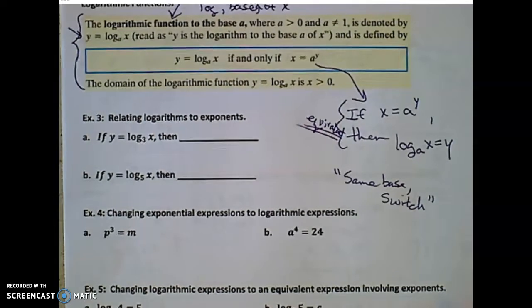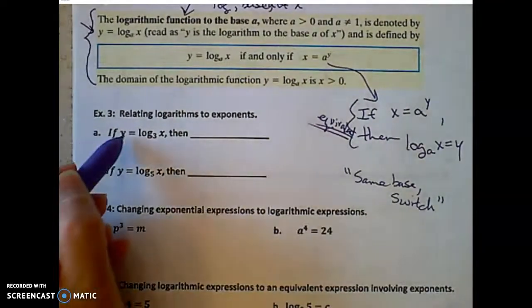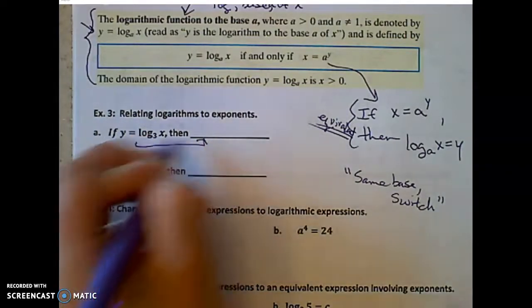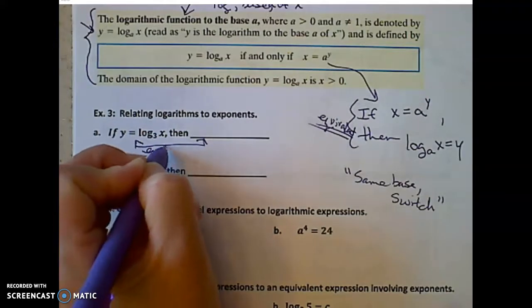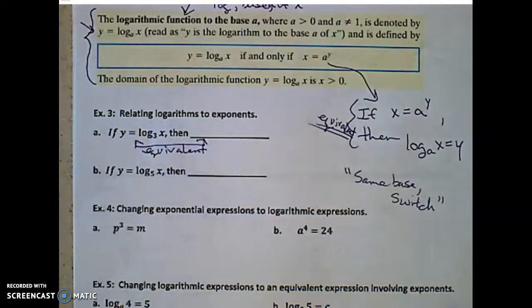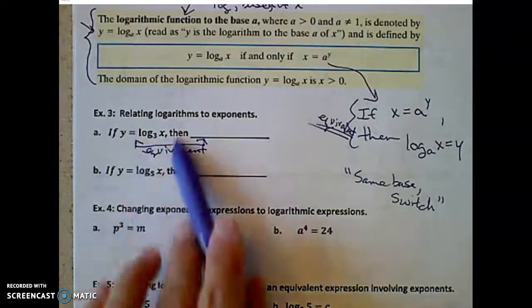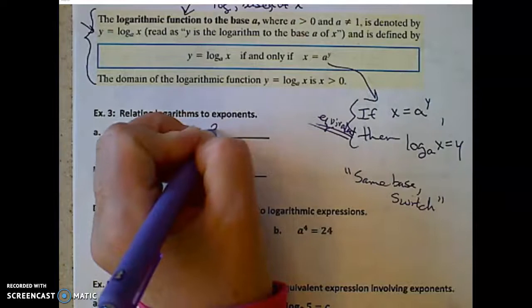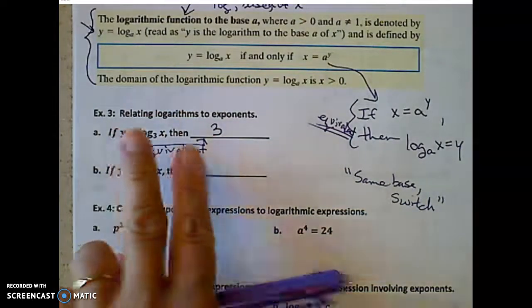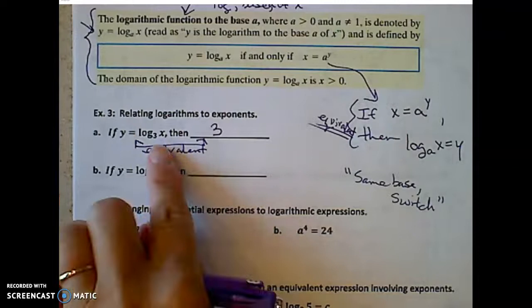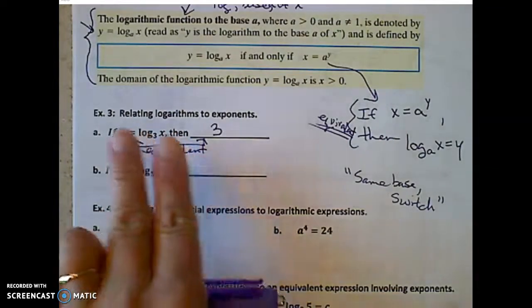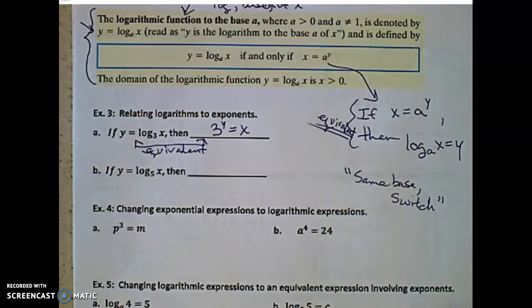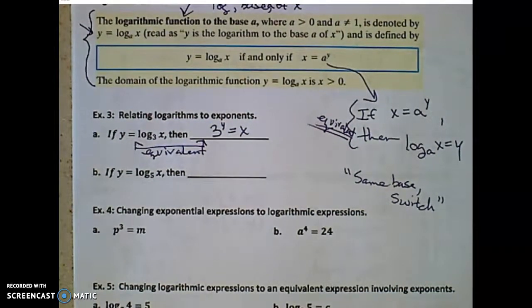Okay, let's get a little comfortable with that same base switch. If y is equal to log base 3 of x, then this is perfectly equivalent, just another way to write that with an exponential notation. What's the base of this logarithm? The base of that logarithm is 3, so that becomes the base of an exponential. And I'm going to same base switch. The base stays 3, but the 3 was with the x. Now the 3 is going to be with the y. And those two things are perfectly equivalent. Two different ways to write the same thing.